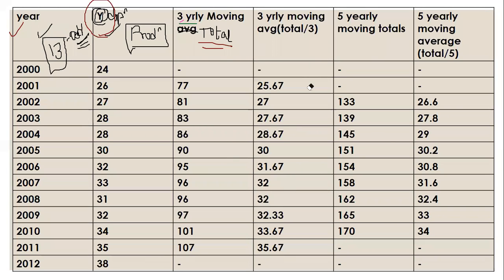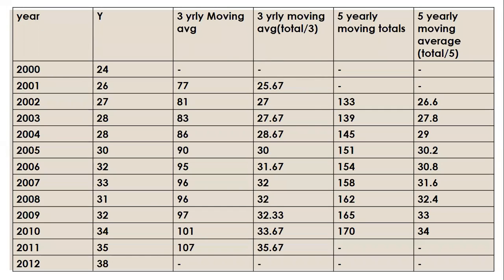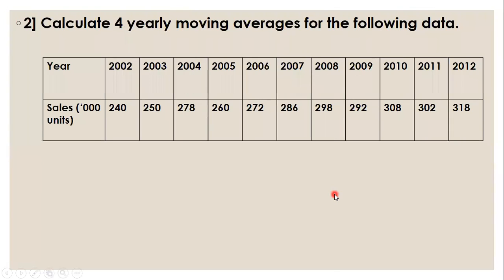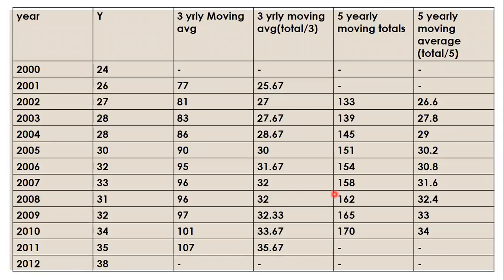Okay. Now, let us go back to the question. Now, if you see the question, calculate 3-yearly and 5-yearly moving average. So we calculated 3-yearly moving average. Now let us go on and calculate 5-yearly moving average in the same question. From the same question only we are doing it. Okay, we are not going to any other question.